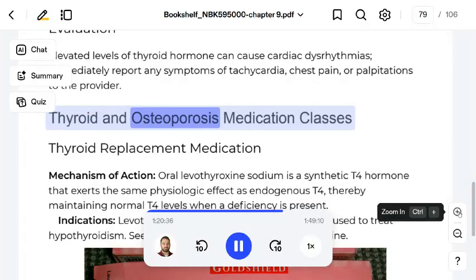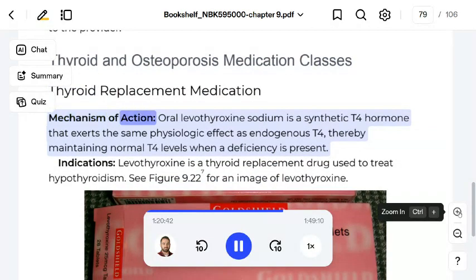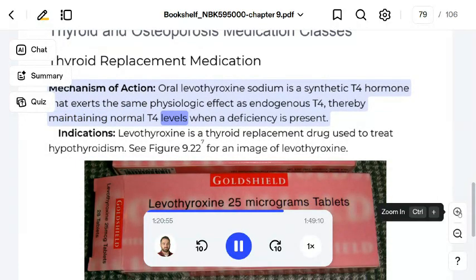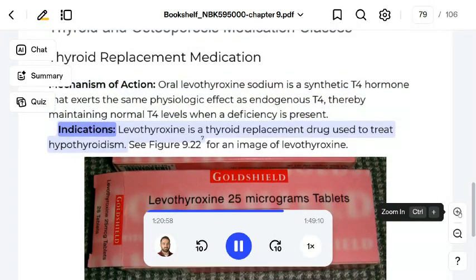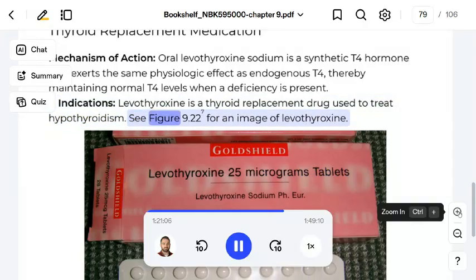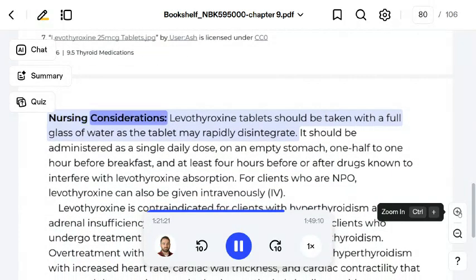Thyroid and osteoporosis medication classes. Thyroid replacement medication. Mechanism of action. Oral levothyroxine sodium is a synthetic T4 hormone that exerts the same physiologic effect as endogenous T4, thereby maintaining normal T4 levels when a deficiency is present. Indications. Levothyroxine is a thyroid replacement drug used to treat hypothyroidism. See Figure 9.22 for an image of levothyroxine. Figure 9.22 Levothyroxine.